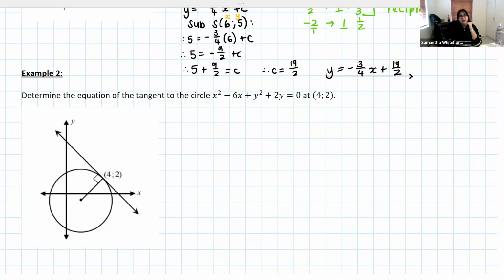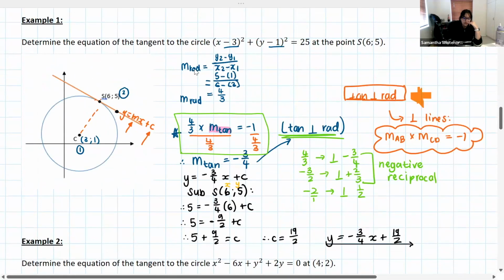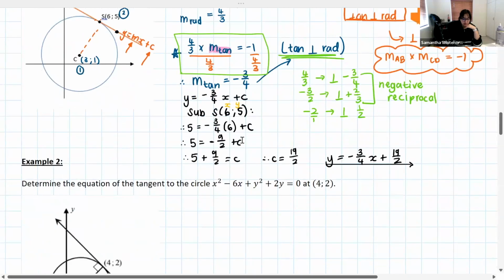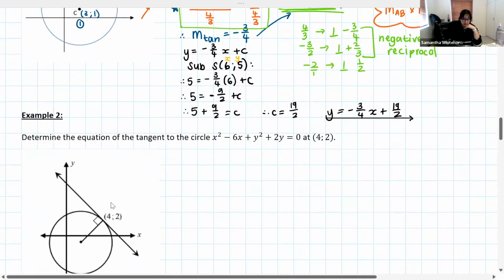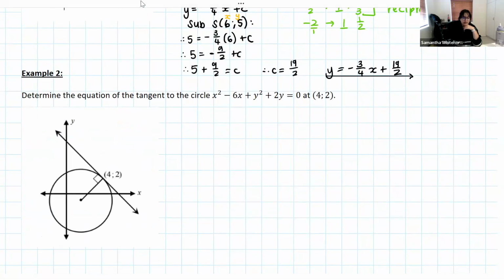So we need to find the center of our circle. We need to know what its coordinates are. Because if we go back up to the previous example we just did, our very first step was to work out the gradient of our radius. We can only do that if we know the center and the point of contact with the tangent. I know the point of contact, it's 4, 2. I don't know the center. I need to go and work that out.